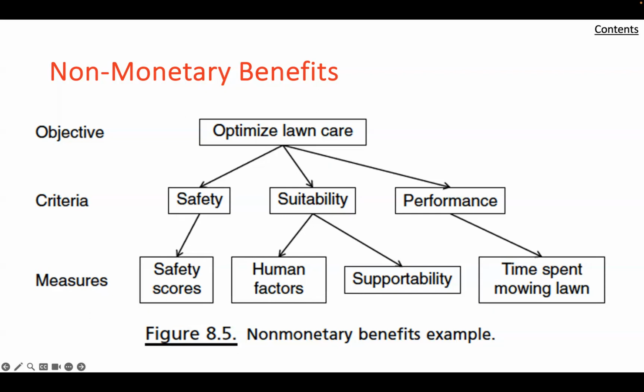Non-monetary benefits can evaluate the system objectives, the criteria on how the objective is satisfied, and the measures by which to evaluate the performance of the alternatives. This may be more oriented towards the performance rather than the monetary aspects, and the system engineer should ensure that these performance and cost elements are evaluated separately. So we're showing here as an example a lawn mower and evaluating the performance. And so this is laid out here in the figure.